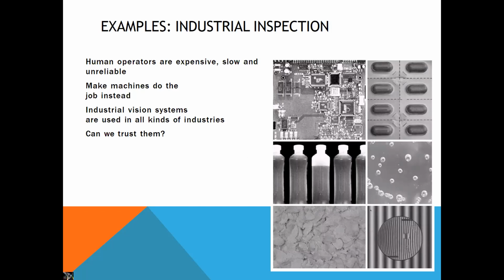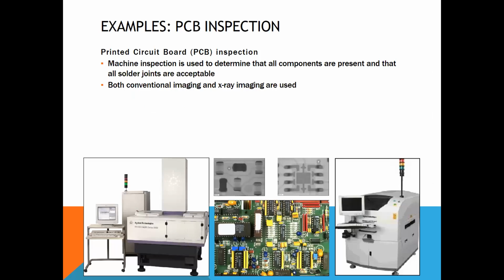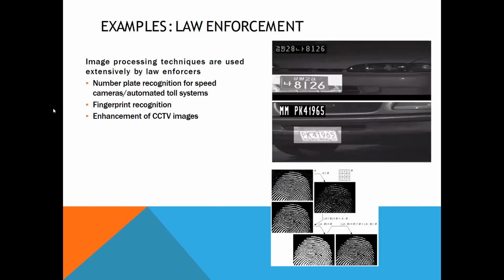Next example is PCB inspection. There is a printed circuit board inspection. Machine inspection is used to determine that all the components are present and that the solder joints are acceptable. So both conventional imaging and X-ray imaging are used these days. You can see these types of machines in hospitals and various places of law enforcement. So even the government takes the help of digital image processing.